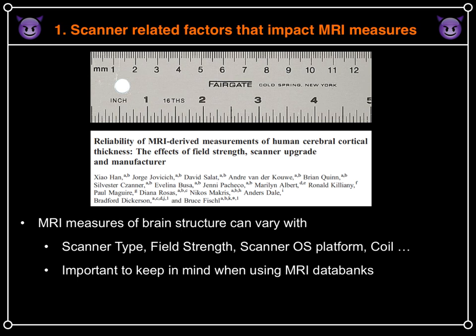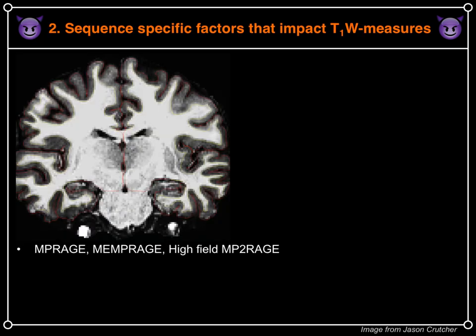Now, this is not a problem when you start a project at, let's say, NIH, because you're going to stick to a scanner and you're going to have the same sort of stability. But if you are going to use data from, let's say, the Human Connectome Project, where you have data acquired from different sites, this is something that people need to be aware of.